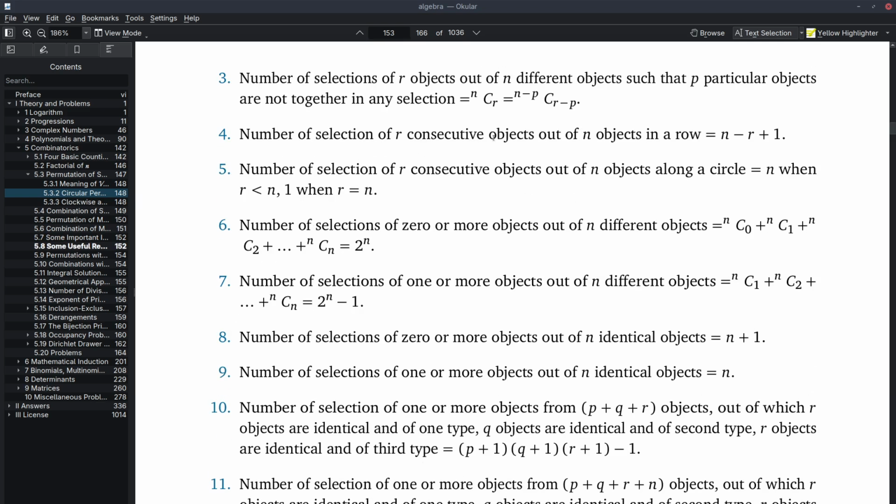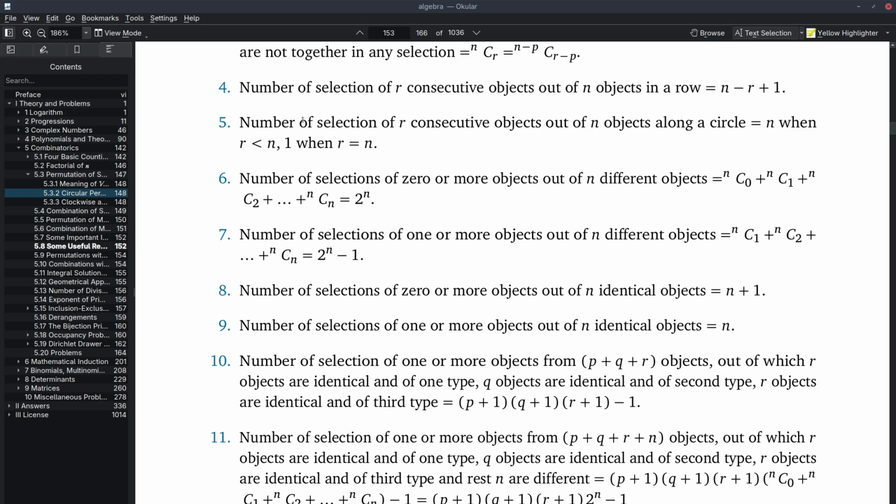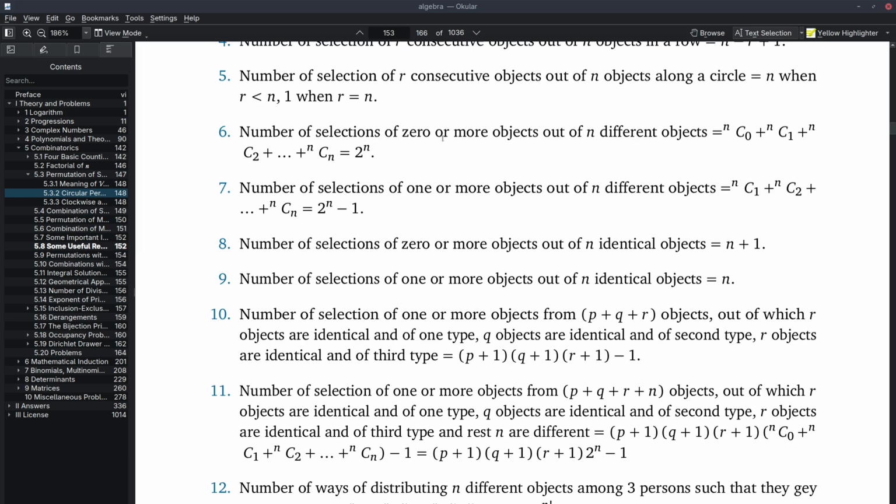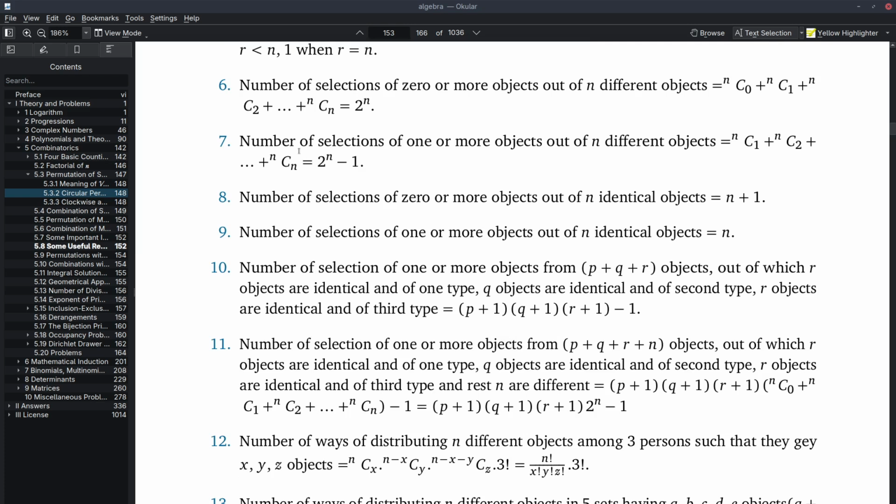The number of selections of r consecutive objects out of n objects in a row is n minus r plus 1. The number of selections of r consecutive objects out of n objects along a circle is equal to n when r is less than n, and 1 when r is equal to n. The number of selections of 0 or more objects out of n different objects is nC0 plus nC1 plus nC2 through nCn, which is equal to 2 to the power n. The number of selections of one or more objects out of n different objects is nC1 plus nC2 through nCn, which is equal to 2 to the power n minus 1.